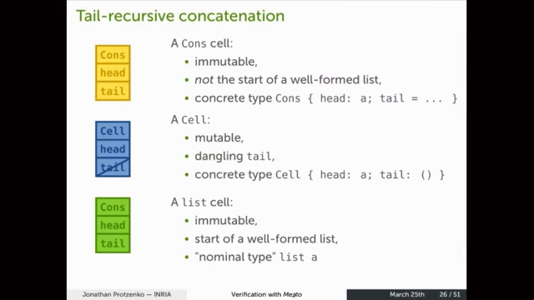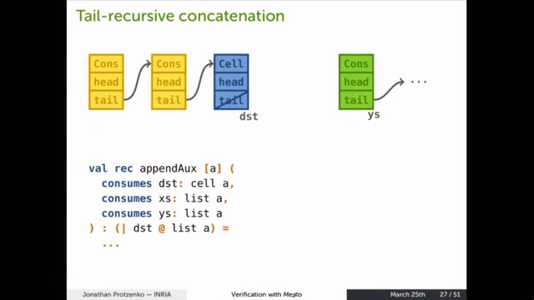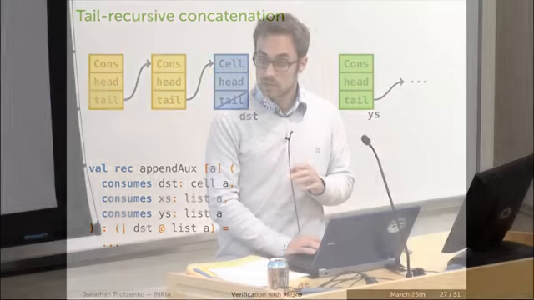You use three types of cells. The yellow ones are cons cells. They are immutable, but they do not point to the start of a well-formed list. The blue cells, they're mutable. They have an uninitialized tail field. And the green cells, they point to well-formed lists. There's a loop, which we model as a recursive function. And the loop works as follows. You have created copies of xs, which are the yellow cells. And then you're basically trying to stitch dst onto ys by copying cells from xs.